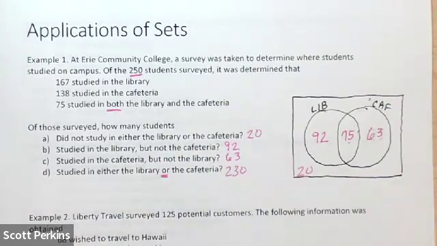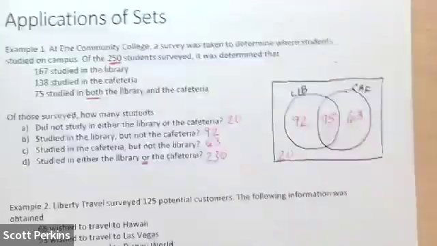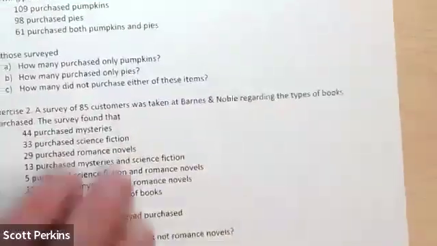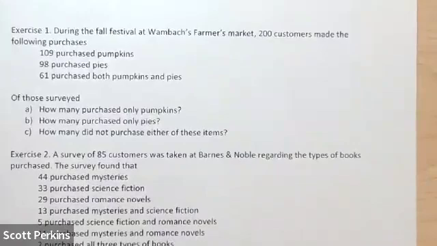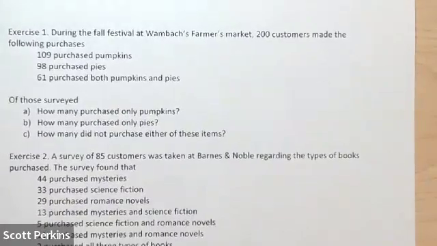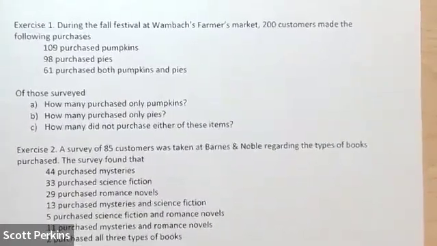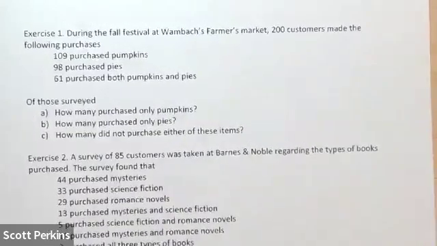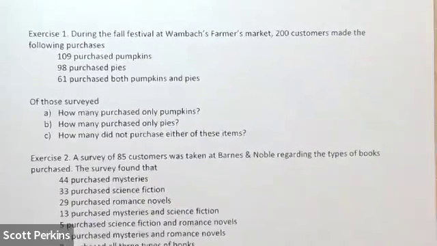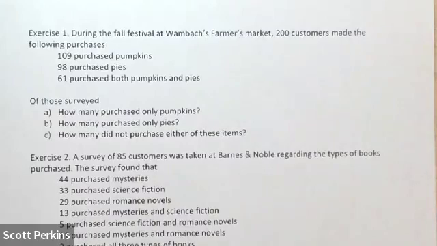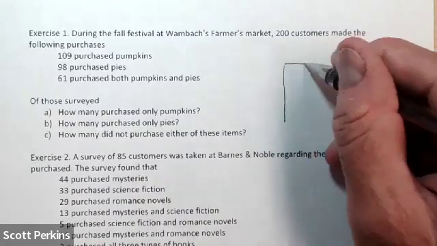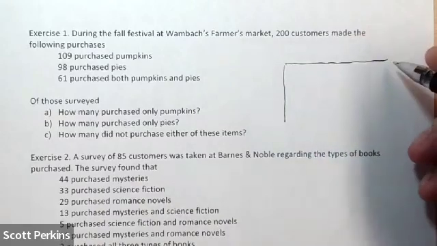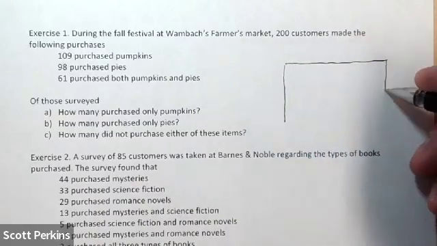All right, now I want you to process this and do one of your own. So you're going to flip to the second page of our examples here, and you're going to do exercise 1 at the top. It's a super similar problem, just changing the theming of it a little bit. I would like you to fill in your Venn diagram and then answer the questions. If you want yours to look exactly like mine, remember it doesn't have to. I am going to put the pumpkins on the left.